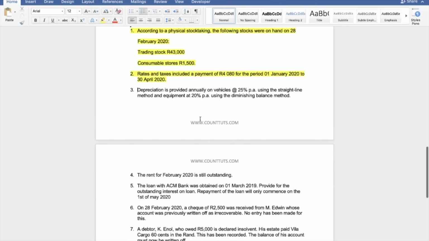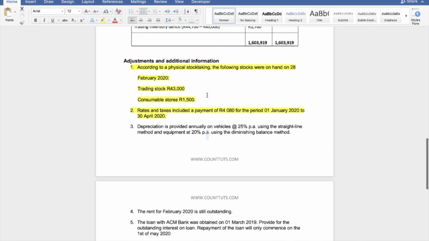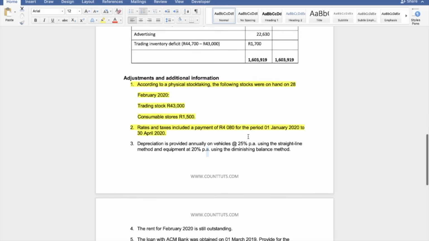Let's look at number 3. Depreciation is provided annually on vehicles at 25% per annum using the straight line method, and equipment at 20% per annum using the diminishing balance method. Now we'll be looking at depreciation in our coming lessons in dealing with accounting for beginners. But if you know your depreciation, I'll put a link to another lesson where we did depreciation using the straight line method as well as using the diminishing balance method, but it's quite easy to do.